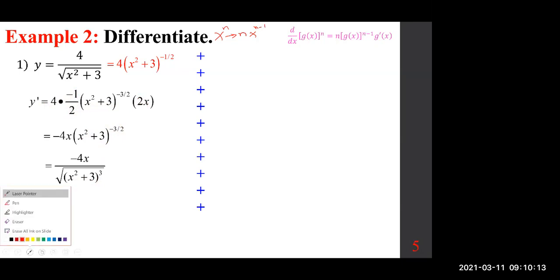Maybe I write a couple more things here. This is minus 4x over x squared plus 3 to the power of 3/2. And that's what you get.